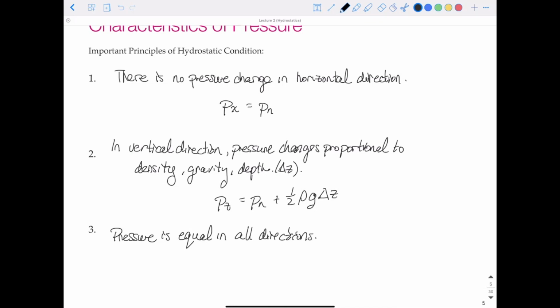So pressure is equal in all directions, and to make this a little bit more clear, pressure is equal in all directions for any given point in space. That doesn't mean that the pressure is equal at different heights or different elevations. It just means that at any point, the pressure is equal in any direction.